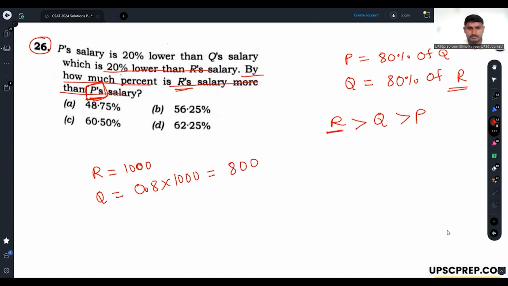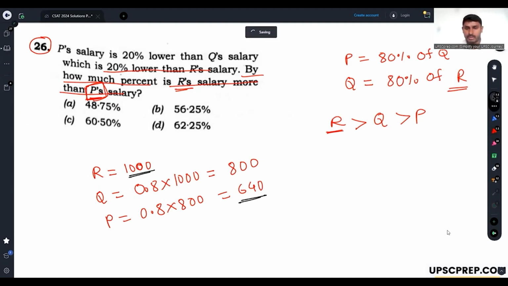देन what will be the salary for P? P का सैलरी विल बी अगेन 20% लोअर देन दैट ऑफ Q, यानी कि 80% ऑफ Q, यानी कि 80% of 800, that will be 8 8 64 to 640, right? So we have both the salaries now. We have R's salary which is 1000, we have P's salary which is 640.